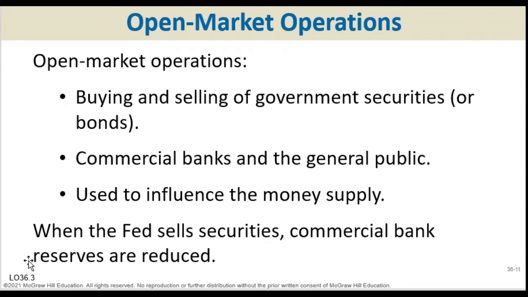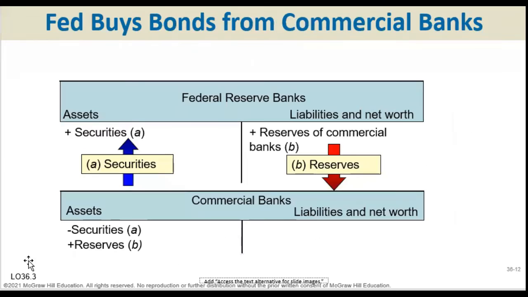This process, by selling or buying securities, has expanded since the mortgage crisis of 2008. So here is the balance sheet of the Fed on the top and the commercial bank at the bottom. And this is when the Fed purchases a bond from a commercial bank. So as part of the open market operation, the Fed will buy or sell government securities.